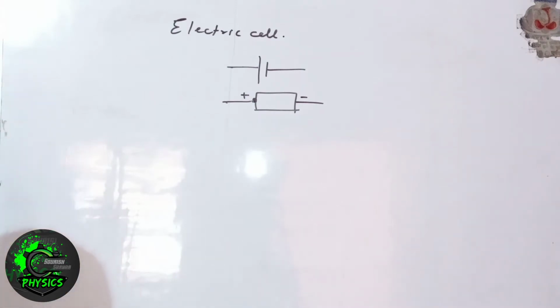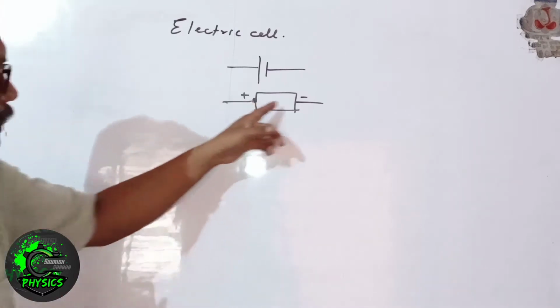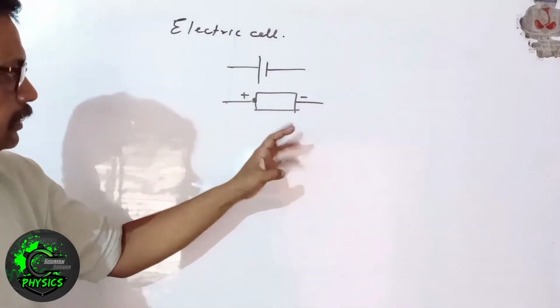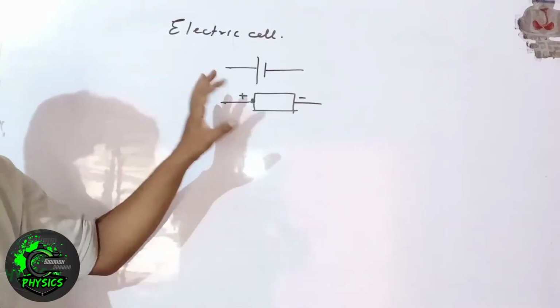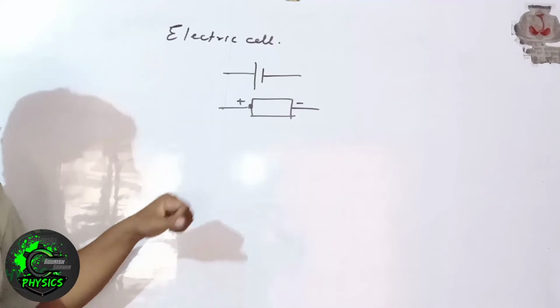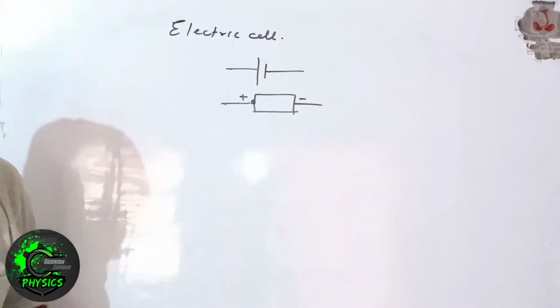The electric cell is a source of electrical energy which maintains a continuous flow of charge in a circuit. It means that in a circuit, if you connect a cell, then there will be a continuous flow of charge through the circuit, which is not possible without this cell, and it maintains the flow of current.